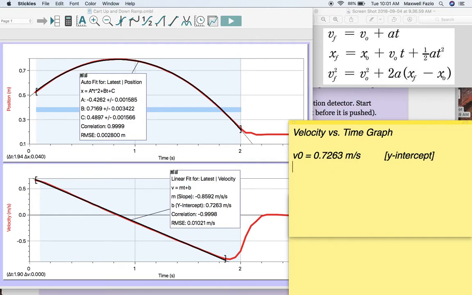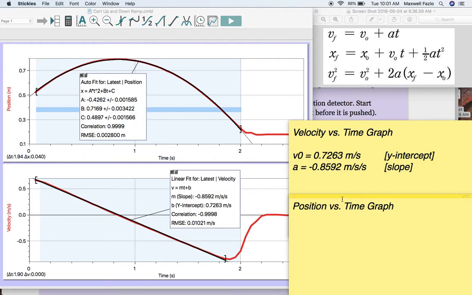So our acceleration is going to be equal to this, negative 0.8592 in meters per second squared, or just meters per second. That's the slope. It makes sense that this is negative, right? Because our initial velocity is positive, but the cart is slowing down to begin with. So different signs indicate that it's slowing down.